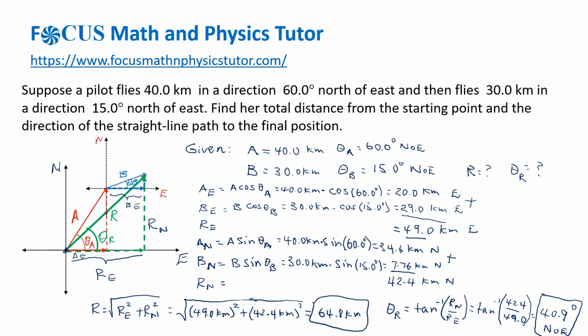So the pilot can fly from the origin 64.8 kilometers at an angle of 40.9 degrees north of east in order to reach the same position here.